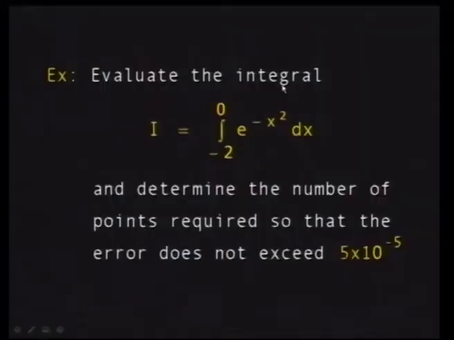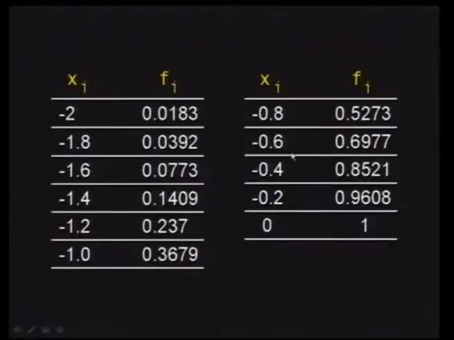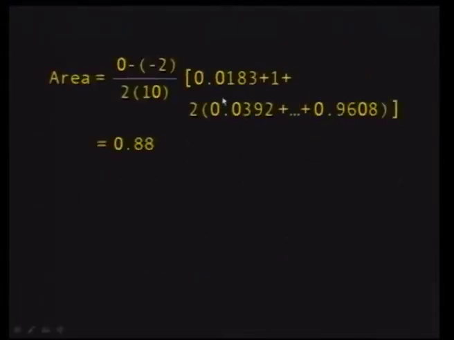So what we can do is use an approximate integration, and we chose to do it by the trapezoidal rule. You decompose the interval from -2 to 0 into, for example, 10 regions, and then we want to determine the number of points required so that the error does not exceed, for example, 5 times 10 to the minus 5. So here, again, we take 10 points from -2 till 0, and we calculate the heights of the function at these particular values, and then we substitute into the expression to calculate the area.